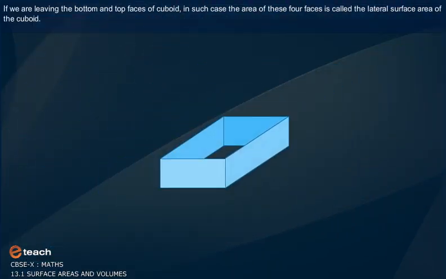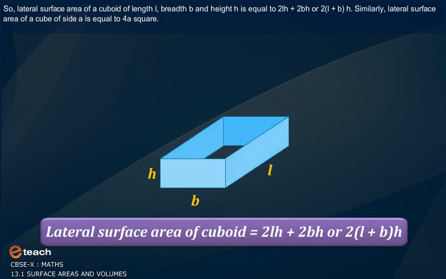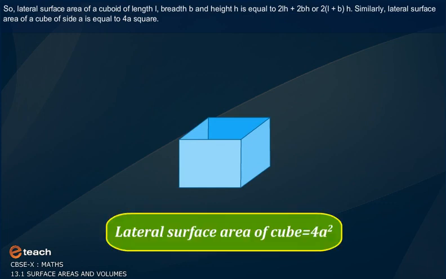If we leave the bottom and top faces of a cuboid, in such a case, the area of these 4 faces is called the lateral surface area of the cuboid. So, the lateral surface area of a cuboid of length L, breadth B and height H is equal to 2LH plus 2BH, or 2 into bracket L plus B, H. Similarly, the lateral surface area of a cube of side A is equal to 4A square.